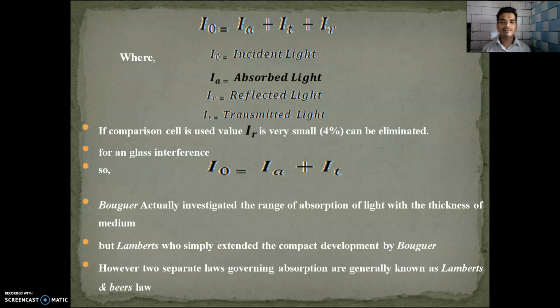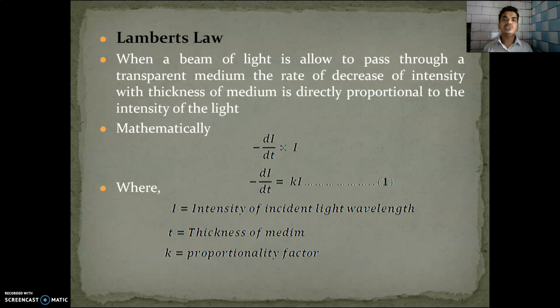Bouguer, one of the scientists, investigated the range of the absorption of light with the thickness of the medium. Lambert simply extended the development by Bouguer. After his study of thickness, Lambert studied this phenomenon further. However, two separate laws govern absorption, generally known as Lambert's and Beer's laws. So we want to know what is meant by Lambert's law.